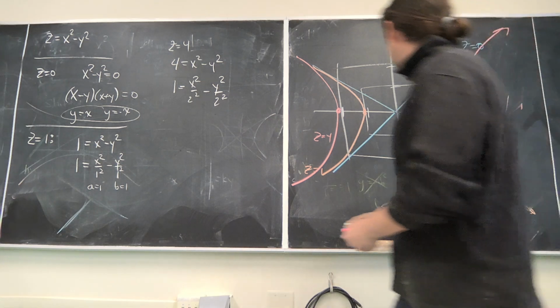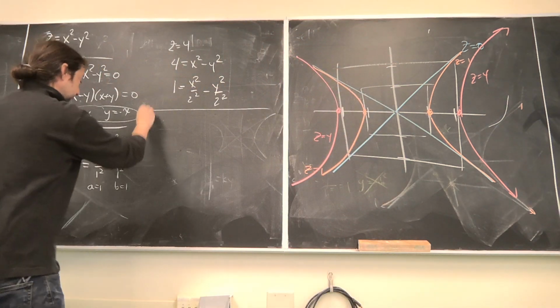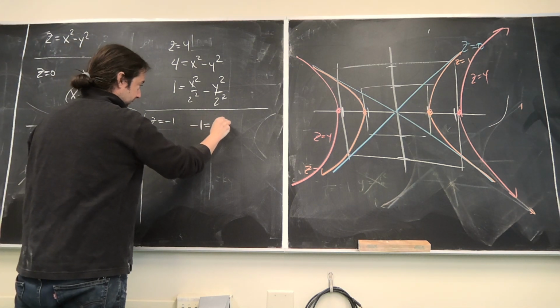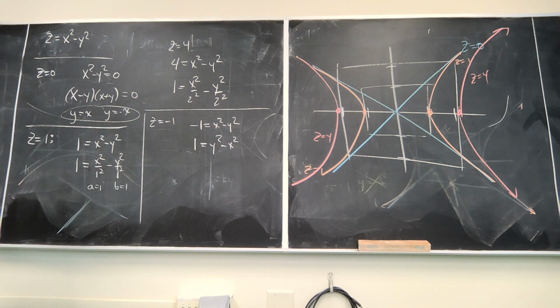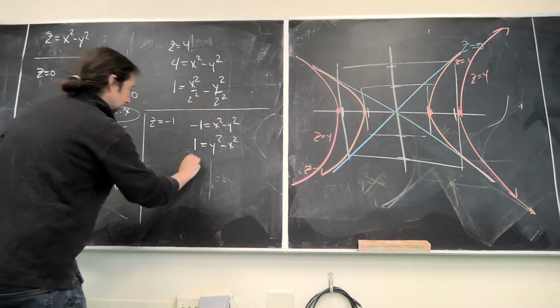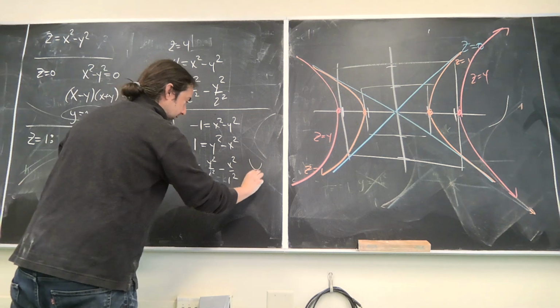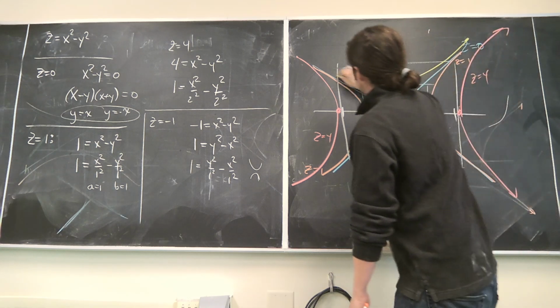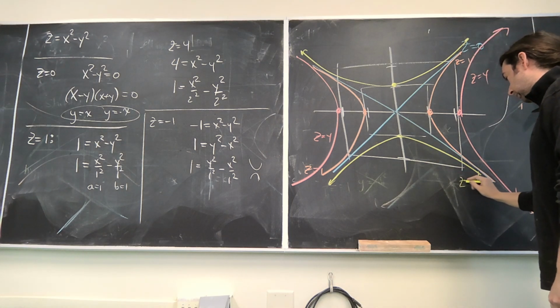So we should take a look at some of the negative heights as well, because we've left off two big regions of the graph here. If I look at z is equal to minus 1, I get minus 1 is equal to x squared minus y squared, which is the same as 1 is equal to y squared minus x squared. That's also a hyperbola with the same box that this one has, but it opens in the opposite direction. So 1 is equal to y squared over 1 squared minus x squared over 1 squared, and it opens up and down, which means it looks like this. That's z is equal to minus 1.